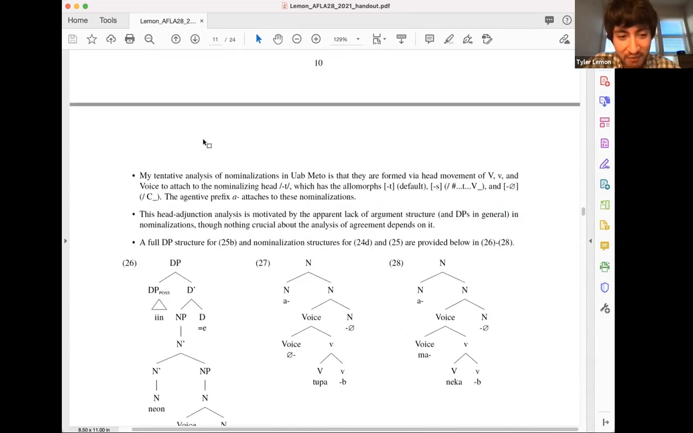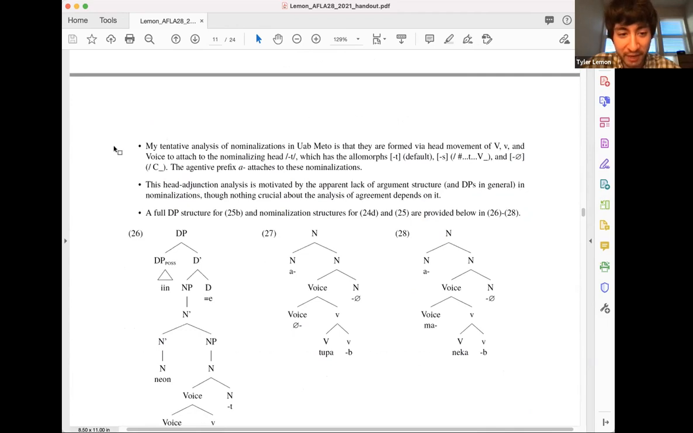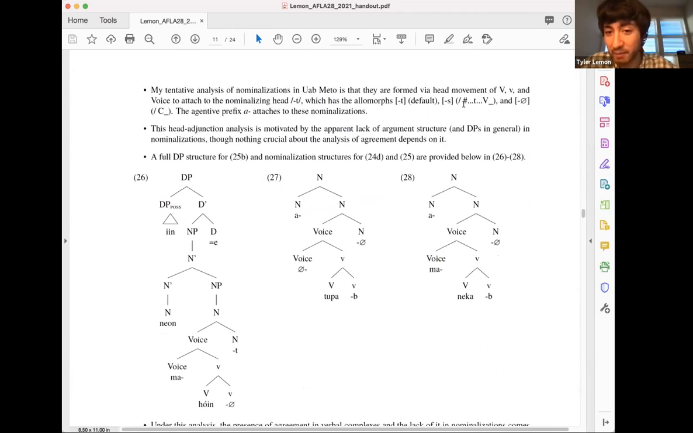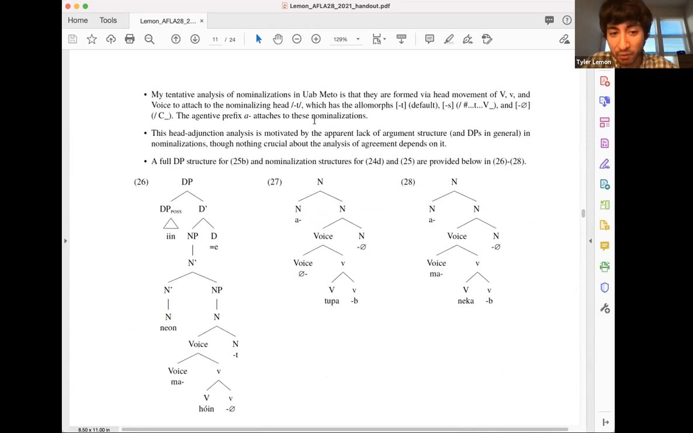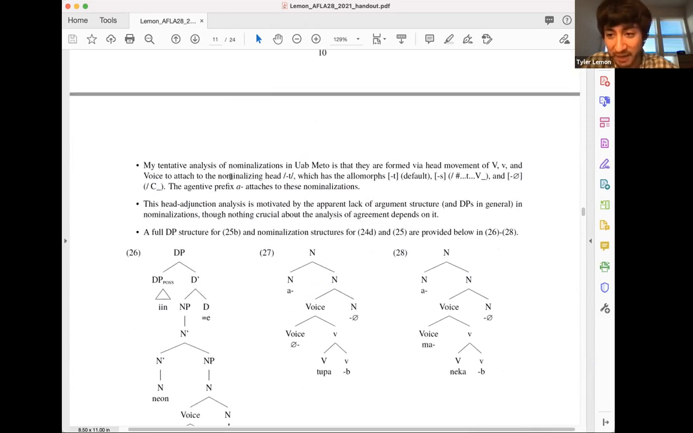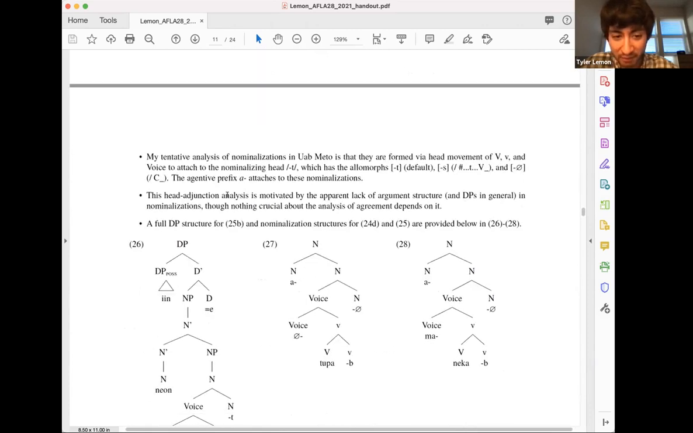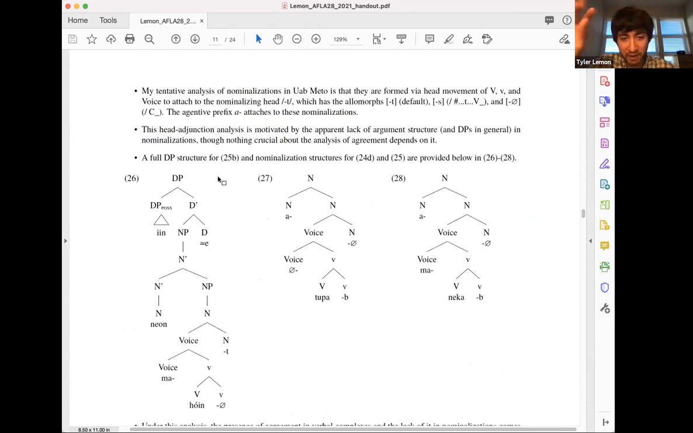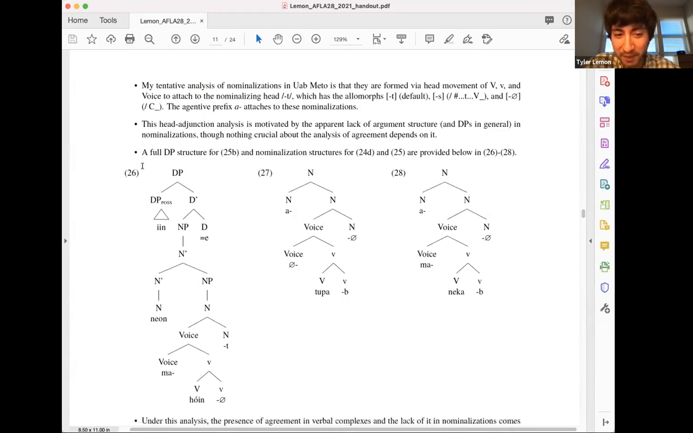So my tentative analysis of these nominalizations is that they're formed via head movement of big V, little v, and Voice to attach to the nominalizing head, the suffix t, which has the allomorphs t, s in stems that contain a t, and nothing if you already have a consonant at the end of the stem, like say when you have one of the transitive suffixes. And this head adjunction analysis is motivated by the apparent lack of argument structure and DPs in general in nominalizations, though I wouldn't say that anything particularly crucial depends on it.